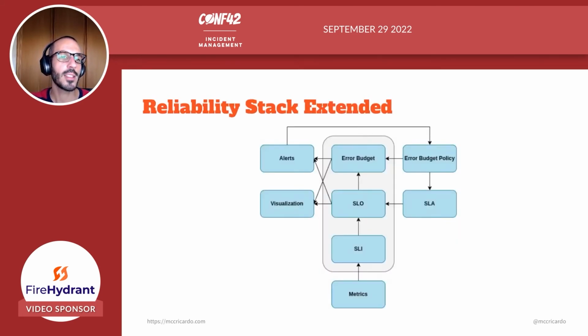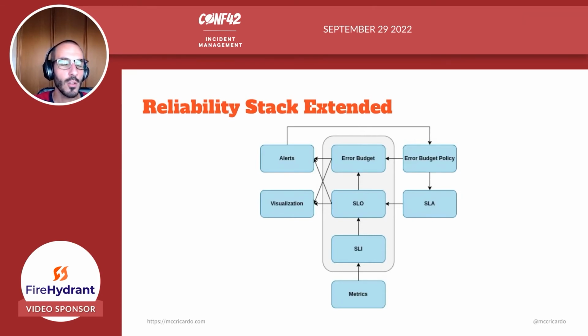So to recap, let's see this concept of the reliability stack in its extended way. We started by looking at metrics, which are measurements about the system. We then evolved those to an SLI, which tells us if a metric is good or bad, or an event is good or bad. We then evolved into SLOs, and SLOs can tell us how many times the SLI needs to be good so that my customers are actually happy. The error budget is nothing more than what is left from the SLO.